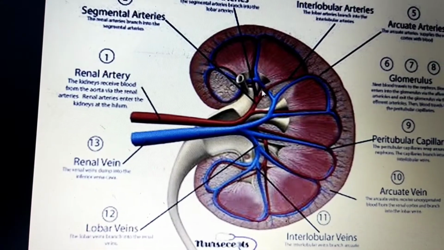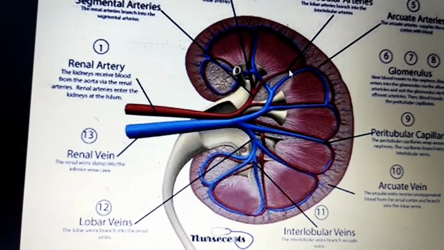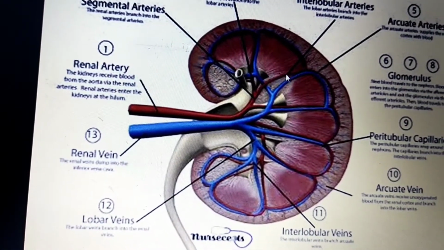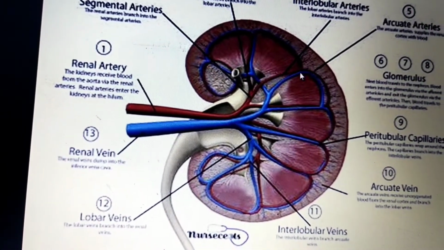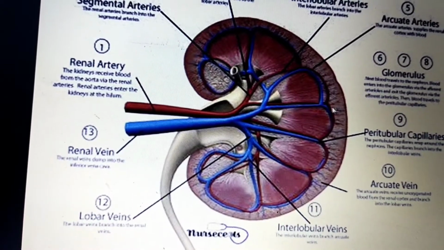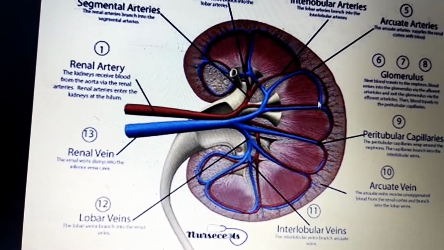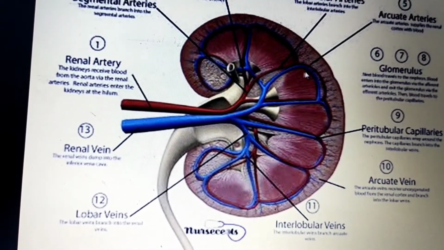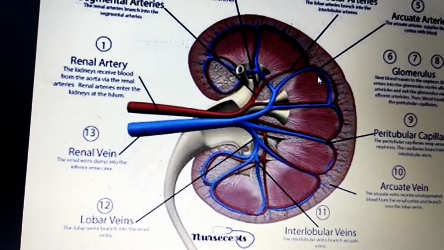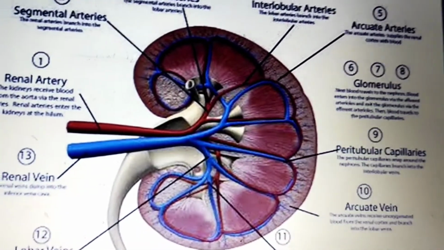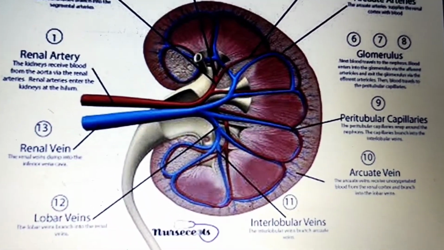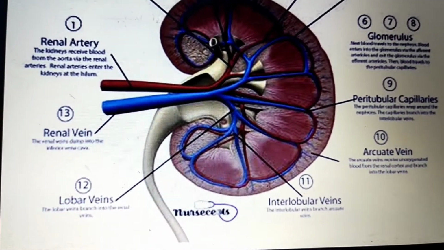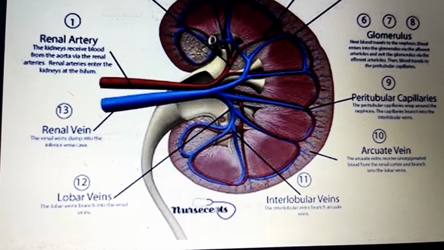Lobar branch further divides and forms the interlobular artery. It is present in between the two lobes. That's why it is called interlobular. Then arcuate arteries. These make arches around the base of the pyramid. That's why they are called arcuate arteries. Then further they give the blood supply to the glomerulus. Then that gives the peritubular capillaries. Then peritubular capillaries drain to the arcuate vein.